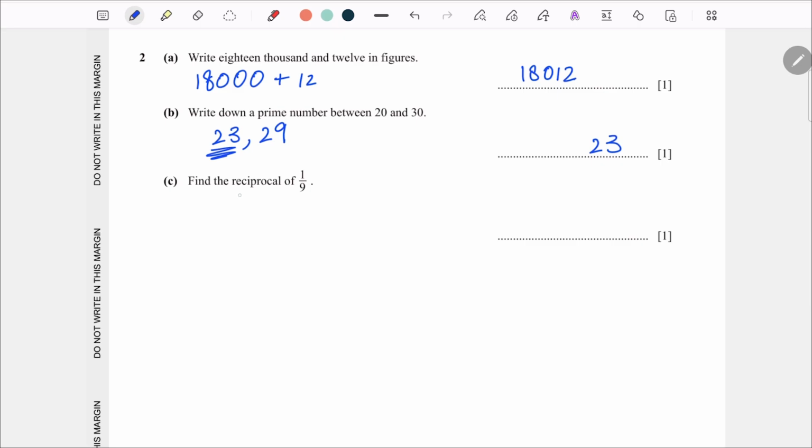Part C, find the reciprocal of 1 over 9. We'll just flip the fraction around to get the reciprocal. That will be equal to 9 over 1. This can also be written as 9.